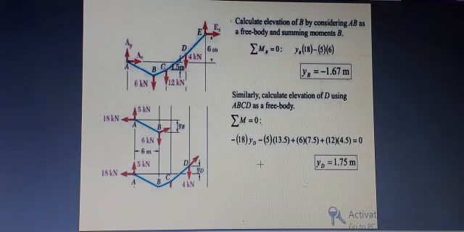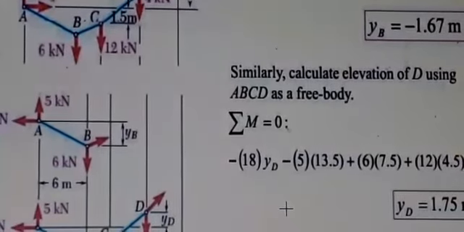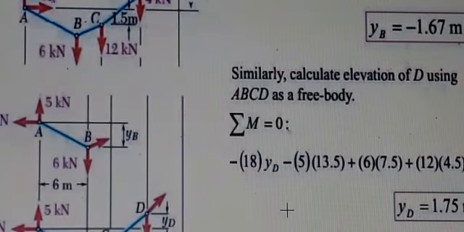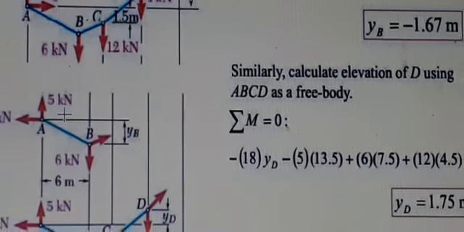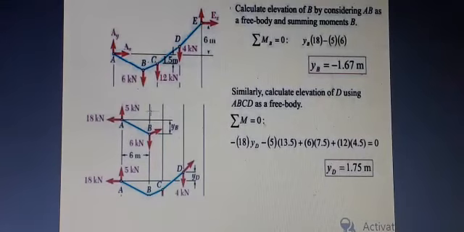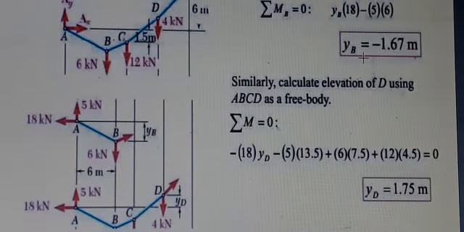Then next, for calculation of the sag at B and D, cut the cable at point B and consider the left hand side portion of the cable, as the figure shows. Then apply the condition of equilibrium, that is, summation of moment about point B is equal to 0, and by applying this equation you will get the value of YB, that is the sag at point B, which is equal to minus 1.67 meter.